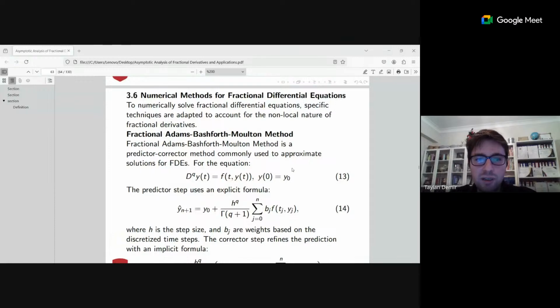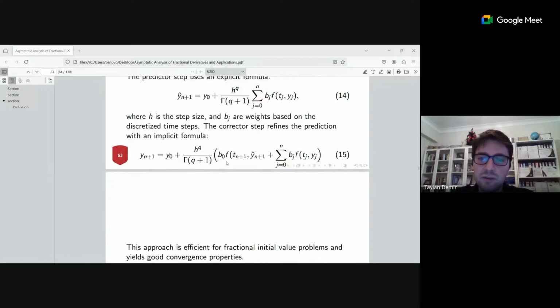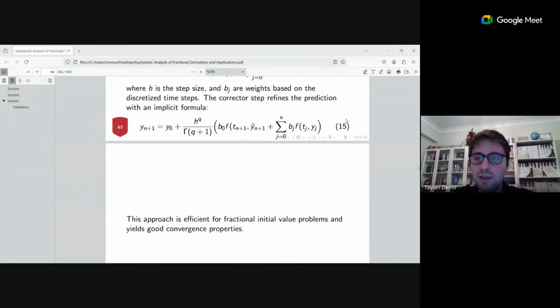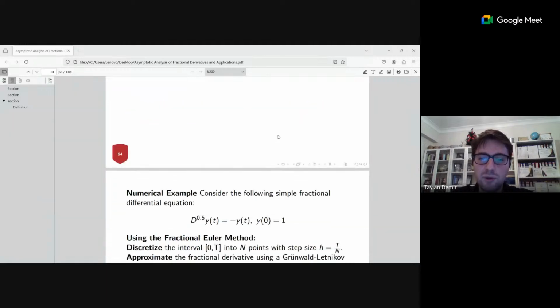And if you look at the numerical methods for fractional differential equations, we need to use the fractional Adams-Bashforth-Moulton method. Here, 14 is the explicit formula for 13, and 13 is the fractional Adams-Bashforth-Moulton method, a predictor-corrector method commonly used to approximate solutions of fractional differential equations. Similarly, we use the series solution as in the 15th equation. This approach is efficient for fractional initial value problems and yields good convergence properties.